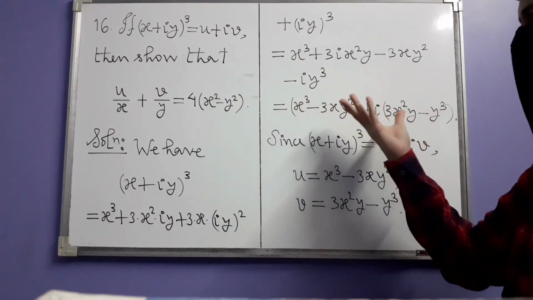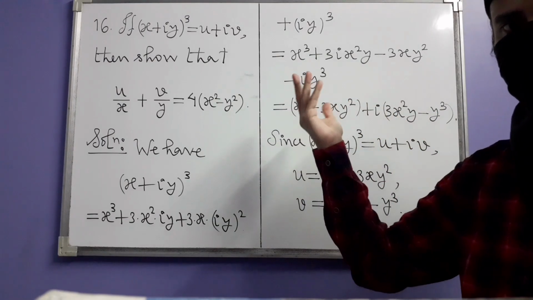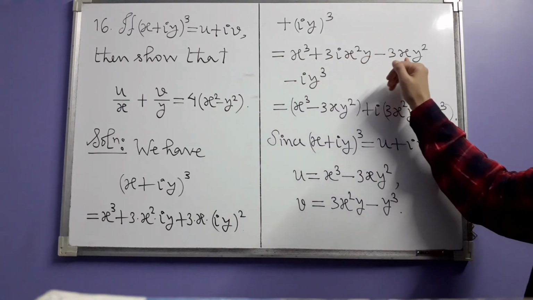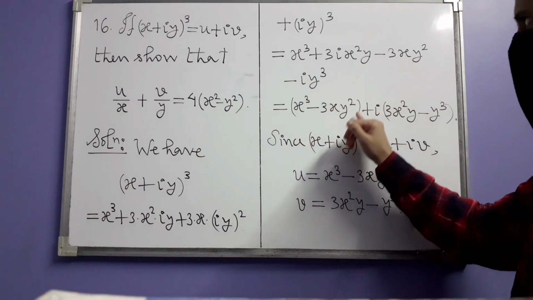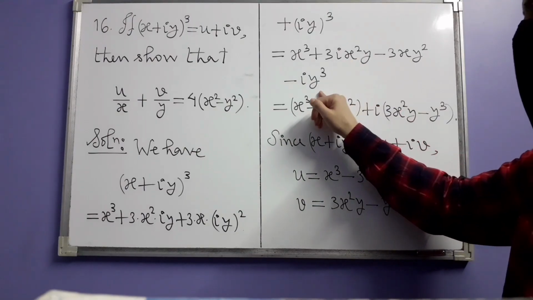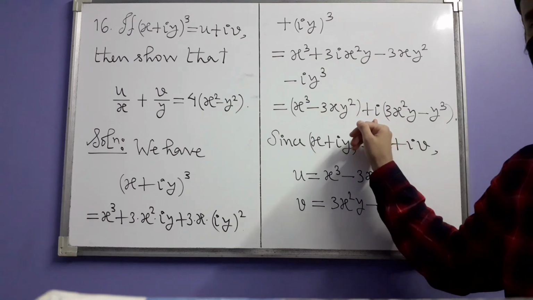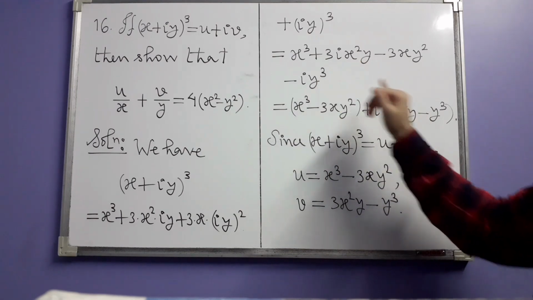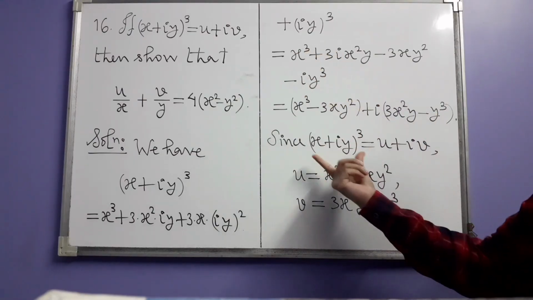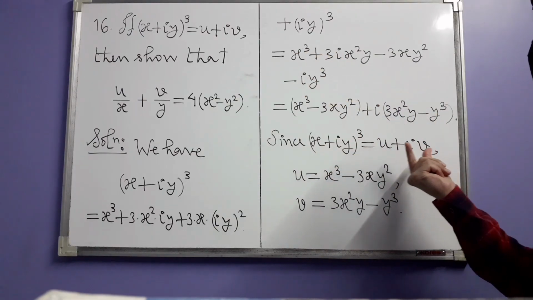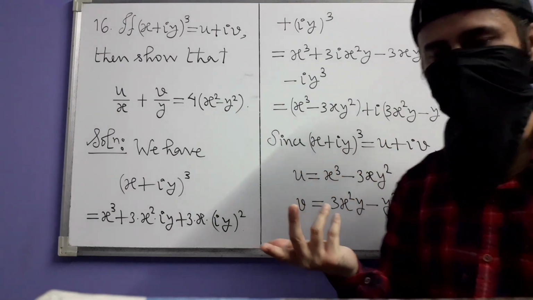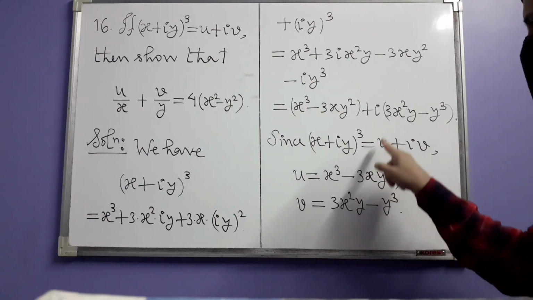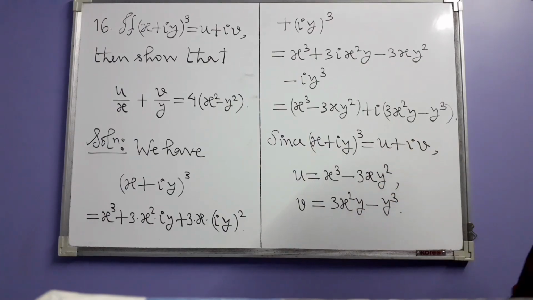And then you gather the real numbers together and the purely imaginary numbers together. The real numbers are x³ and −3xy², so you write them together. And these two are purely imaginary numbers. From them, if you take i common, you are left with 3x²y − y³. But it's given that this cube is equal to u + iv. So equating the real and imaginary parts, you get u = x³ − 3xy² and v = 3x²y − y³.